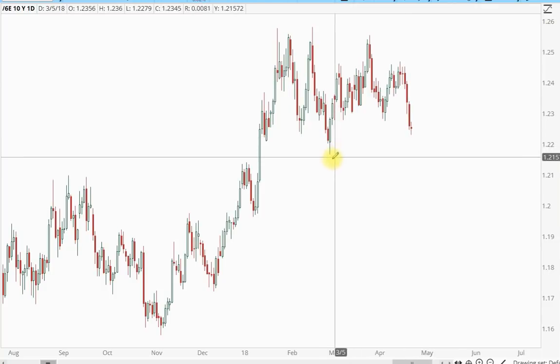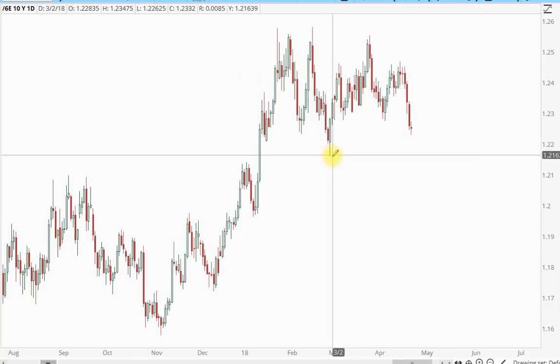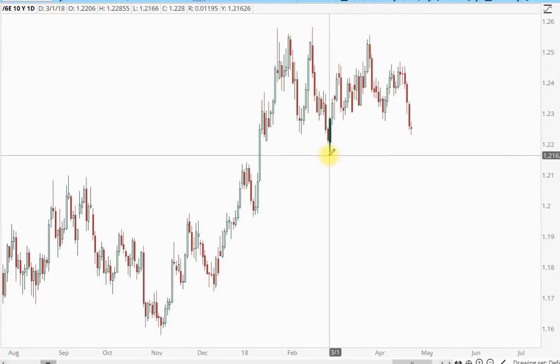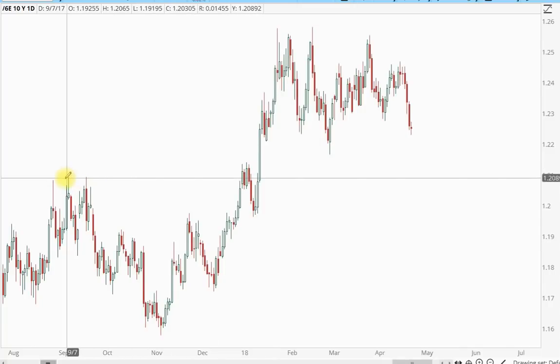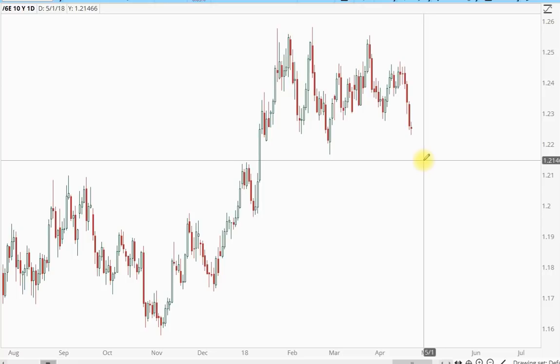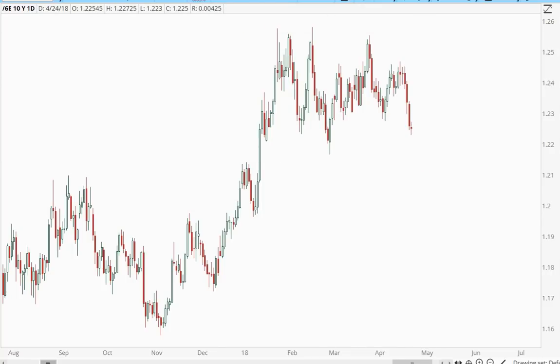So I don't think this is the intermediate cycle low right here. I think we're going to have to come down, break this, come down into this support zone here at around 121 before we get our final intermediate cycle low.